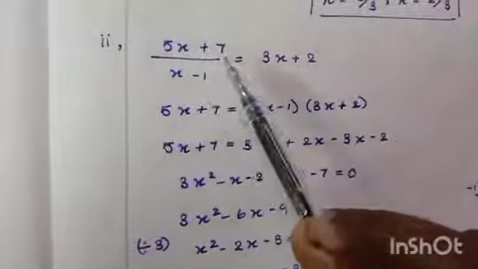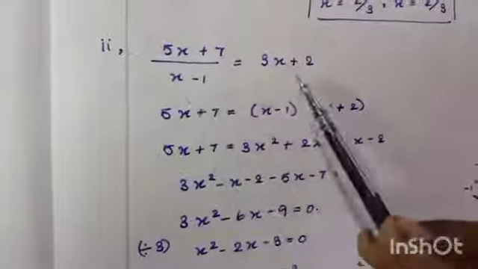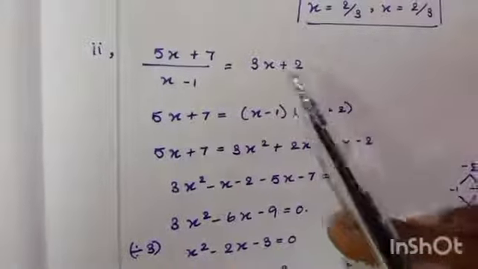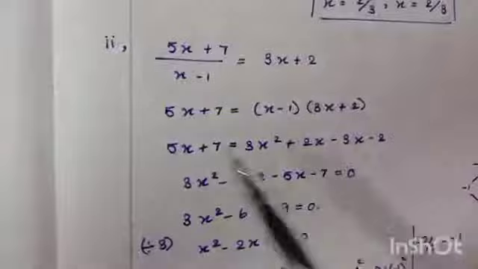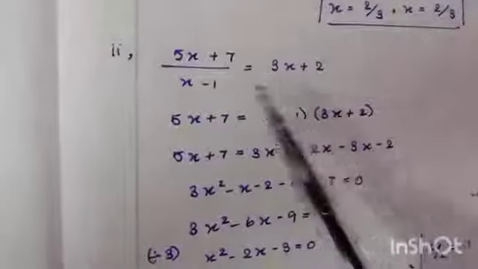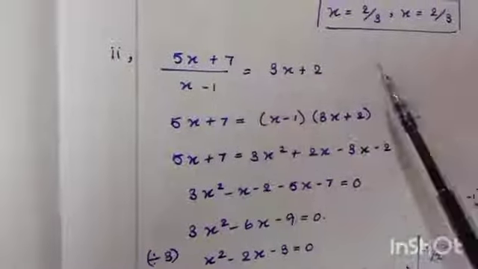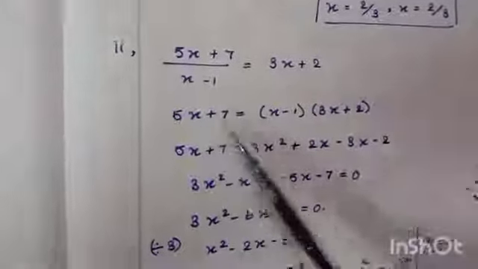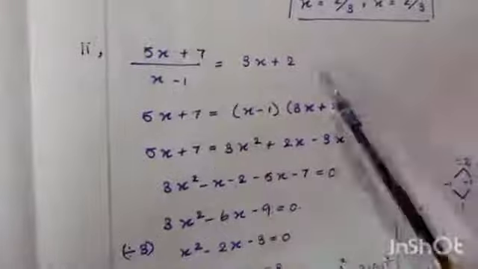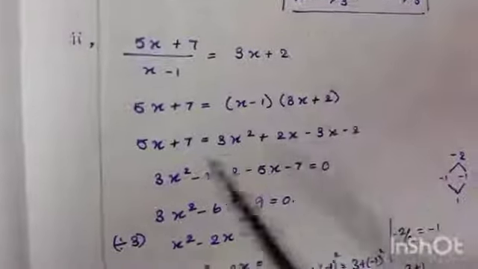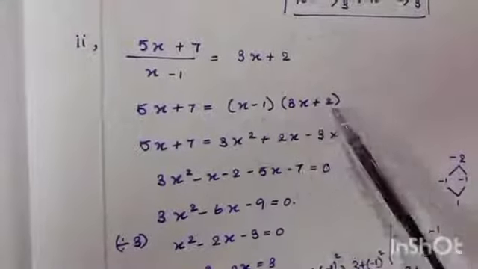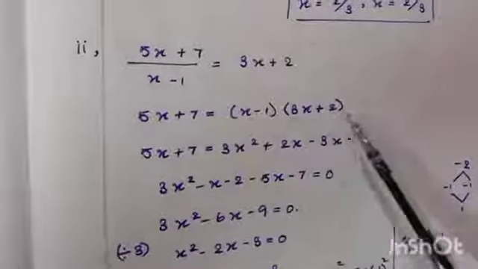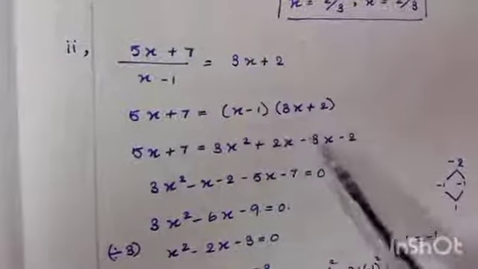Second question, (5x + 7)/(x - 1) = 3x + 2. The given question is not in quadratic form, so you have to make it a quadratic form. That is cross multiplication, or otherwise you transpose the left hand side denominator to the right hand side. 5x + 7 = (x - 1)(3x + 2). Now multiply these two: x into 3x, 3x²; x into 2, 2x; minus 3x minus 2.